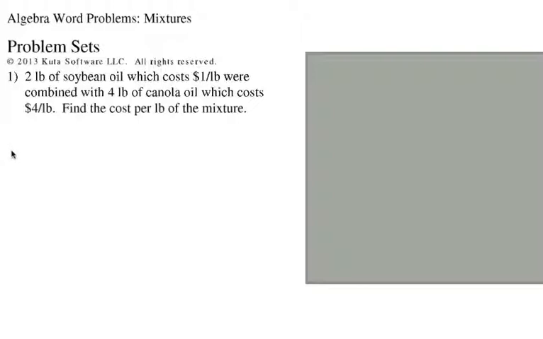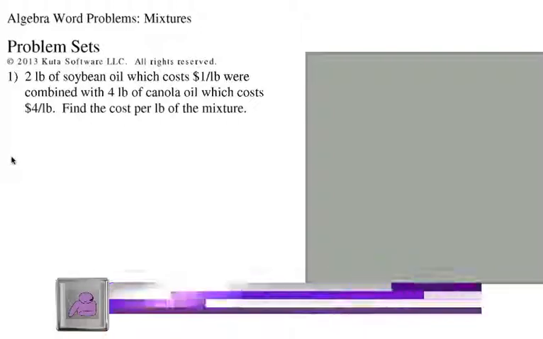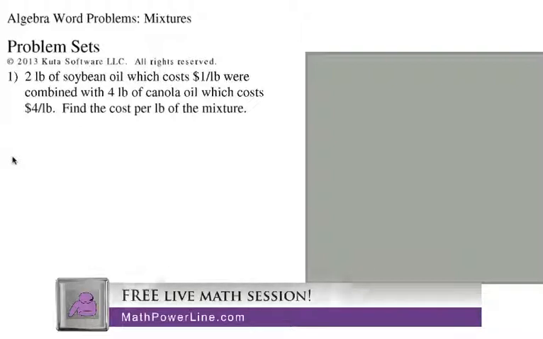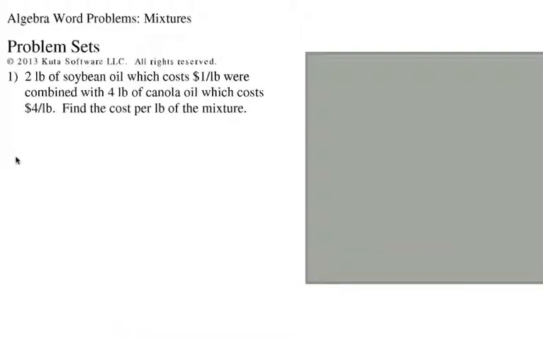All right, let's start with number 1. It says 2 pounds of soybean oil, which costs $1 per pound, was combined with 4 pounds of canola oil, and that costs $4 per pound. Find the cost per pound of the mixture. Remember there's two things we've got to figure out here. We need to figure out the costs, and we need to figure out the amounts. If you think you know how to do it, go ahead and pause this video, but I'm going to work it out here in just a moment.